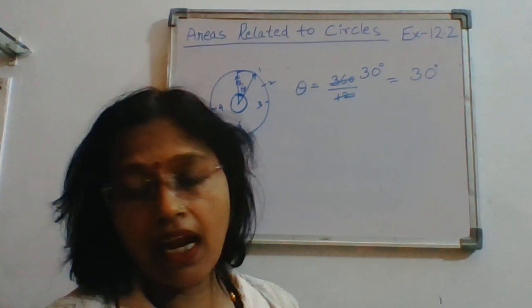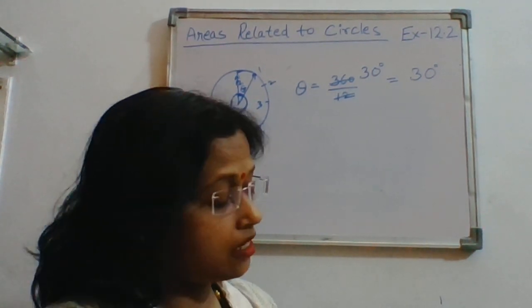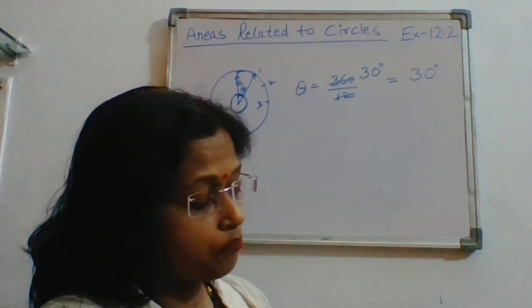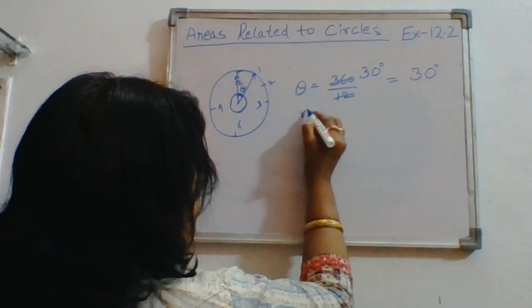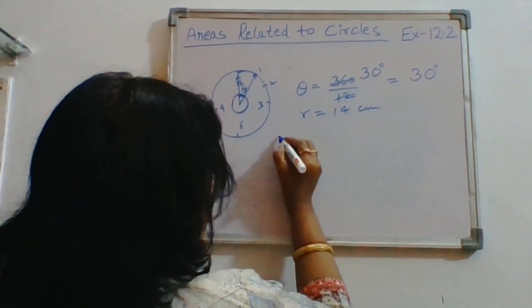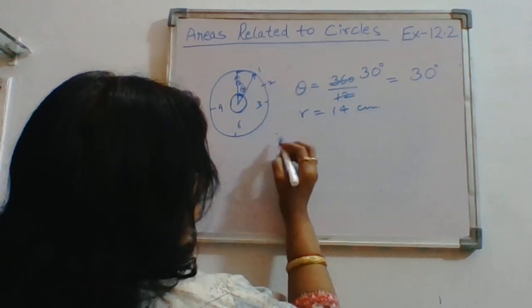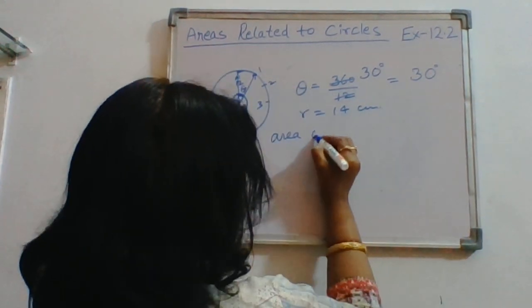Now, what is the length of the minute hand? The length of the minute hand is considered as the radius of the circle, which is given to us as 14 centimeter. Radius is 14 centimeter. So for the area swept, this is forming a sector only, so we will apply the formula for area of a sector.